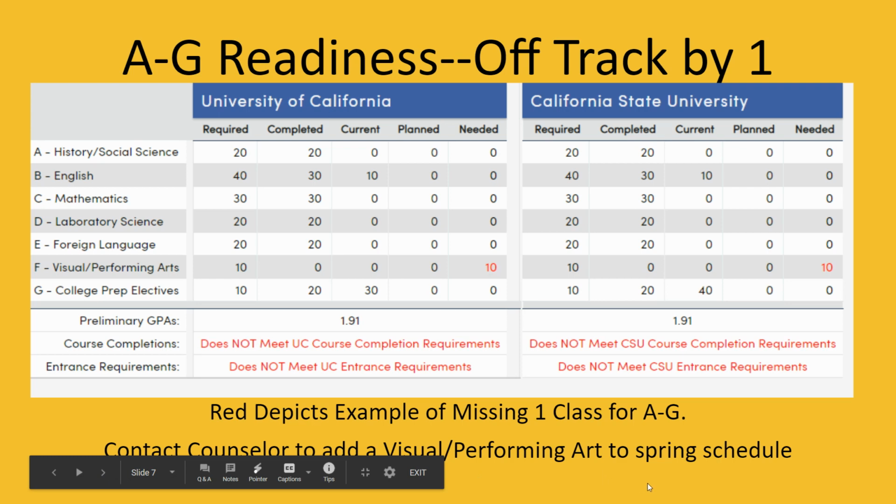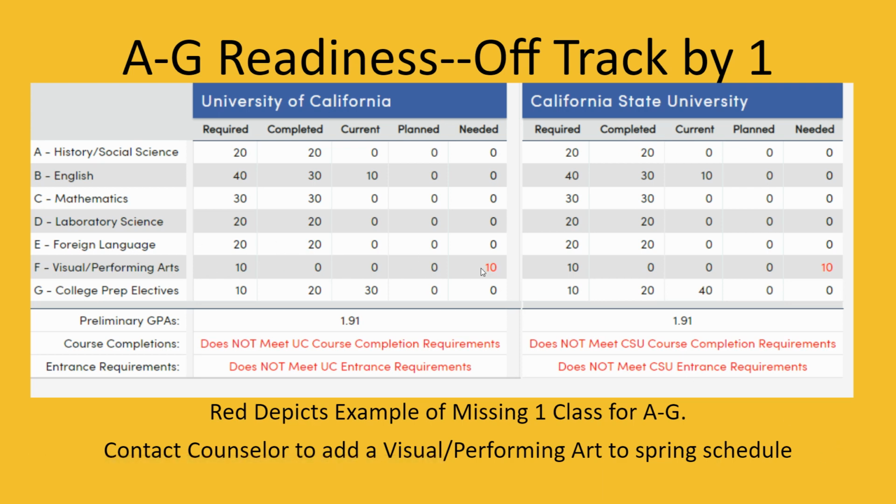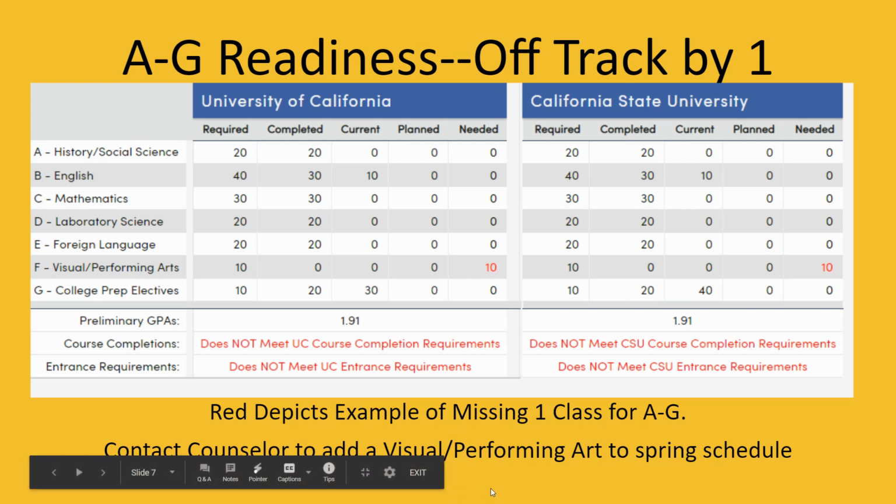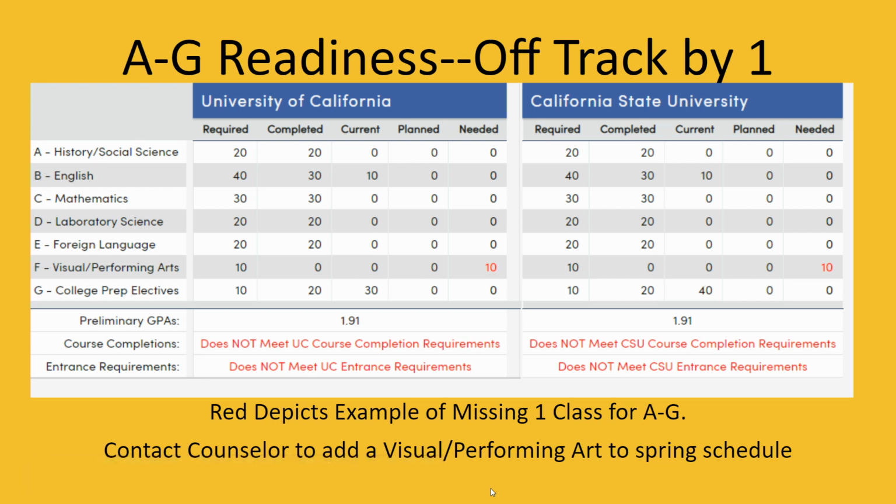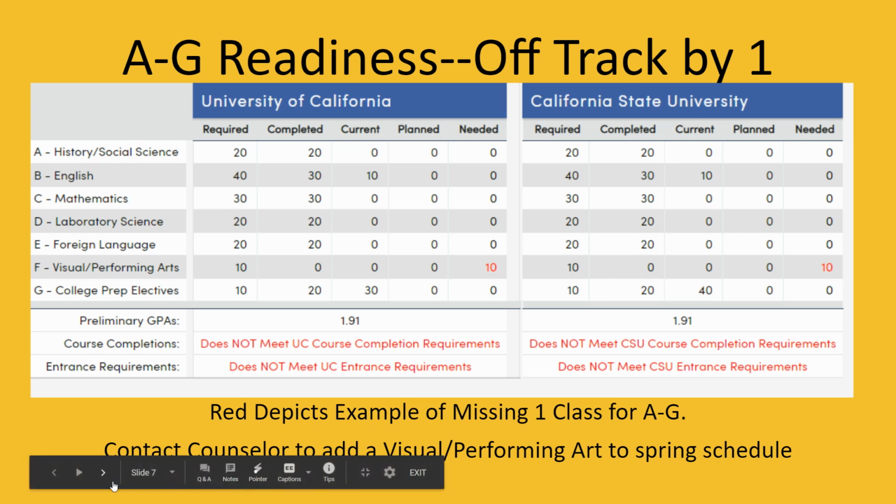So for example, in this column, you will see that this student is missing a visual and performing art. A little bizarre to not have had an art class, but that is the only class keeping this student not ready to go on to applying to a four-year college in the fall of their senior year. So they could go ahead and contact the counselor, make sure they are in a visual and performing art in the spring, since we're on the 4x4, and then they would have met their A to G. So currently this person is off track by one class.